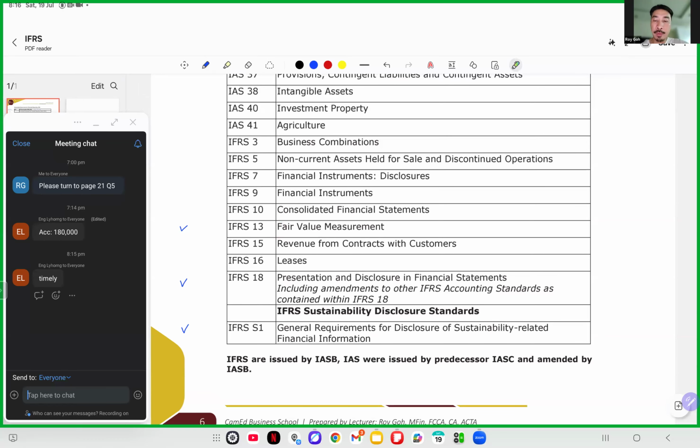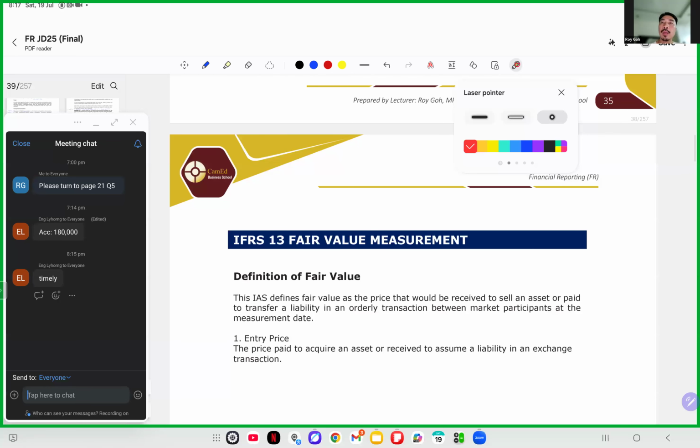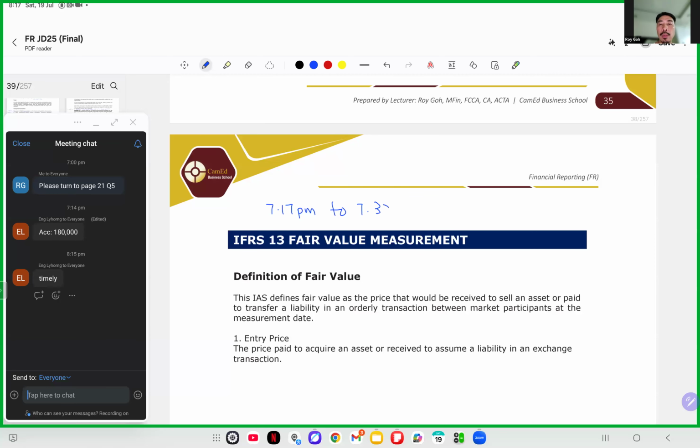Where does fair value come from? Fair value will come after the break. So we will now take a 15-minute break. You come back from the break, you will turn to page 35 and we do fair value. So the time at home is 7:17 p.m. to 7:32 p.m. There's a 15-minute break.